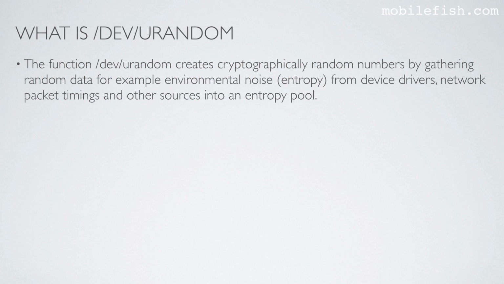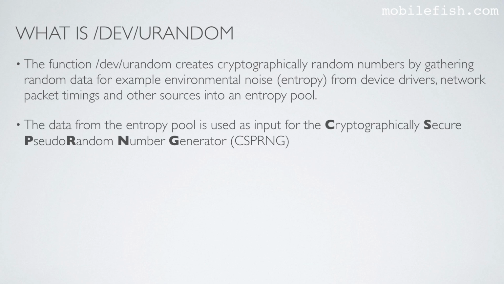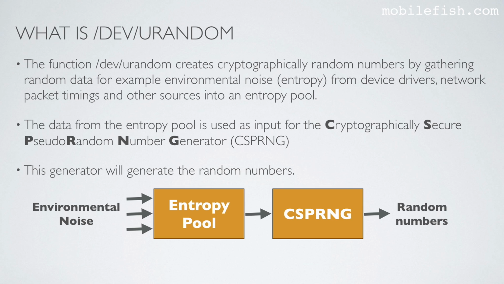The function /dev/urandom creates cryptographically random numbers by gathering random data, for example environmental noise, also called entropy, from device drivers, network package timings, and other sources into an entropy pool. The data from the entropy pool is used as input for the cryptographically secure pseudo-random number generator. This generator will generate the random numbers. The entropy pool gathers data from environmental noise. The cryptographically secure pseudo-random number generator uses the data from the entropy pool to generate random numbers.